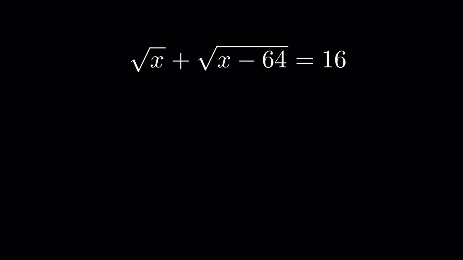Square root of x plus square root of x minus 64 is equal to 16. We have to find the value of x where x is a positive integer. So, how to solve this?